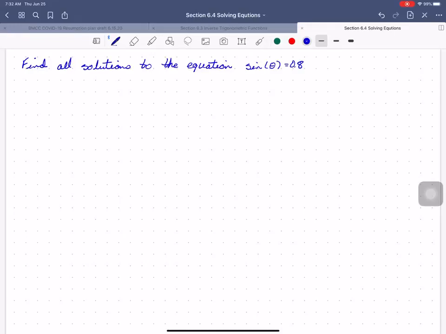Welcome back. So we are asked here to find all solutions to the equation sine theta equals 0.8. So we know what that looks like on our graph, right? We can sketch a sine curve. We know our sine curve looks something like this. Whoops, not like that. Let's try this. There we go. And we know that if I put on the line here, call that 0.8, what we're looking for are all of these intersection points.